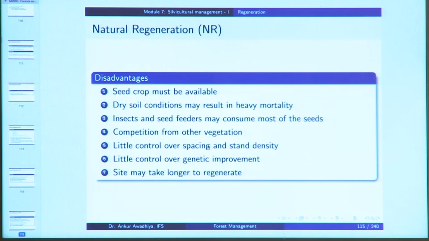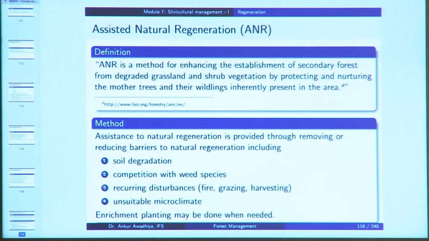The disadvantages: the seed crop must be available, dry soil conditions may result in heavy mortality, insect and seed feeders may consume most of the seeds, competition from other vegetation, little control over spacing and stand density, little control over genetic improvement, and the site may take longer to regenerate.